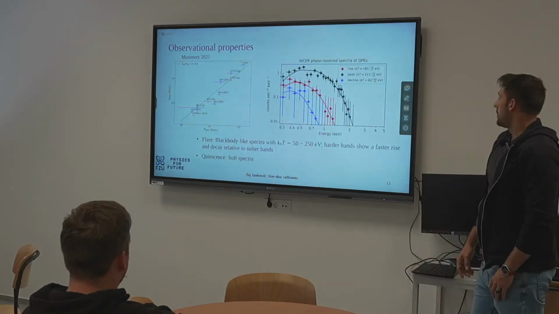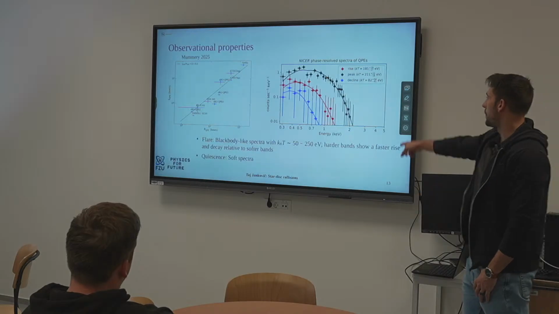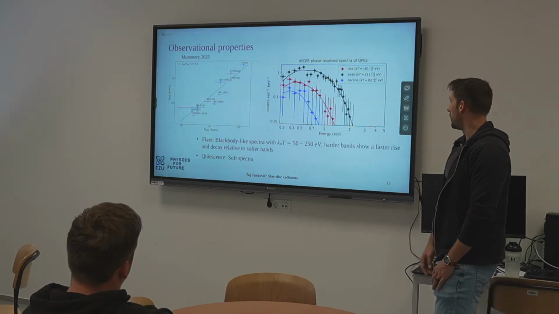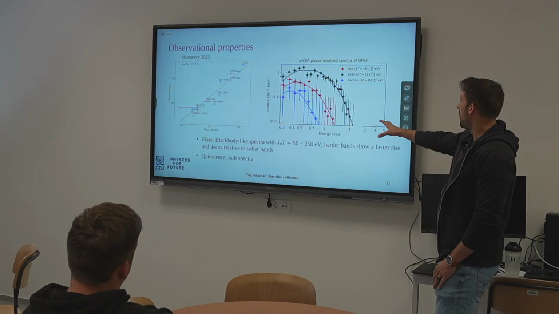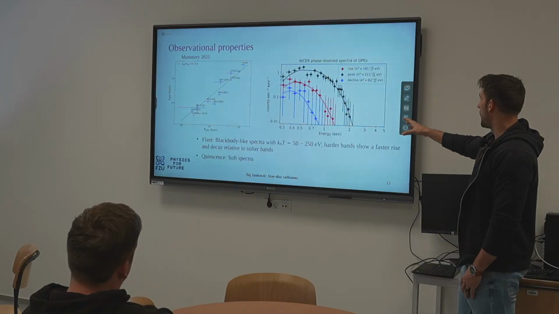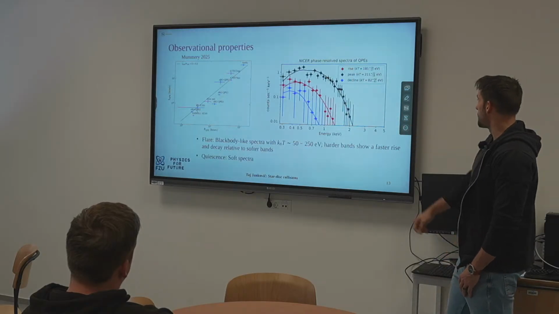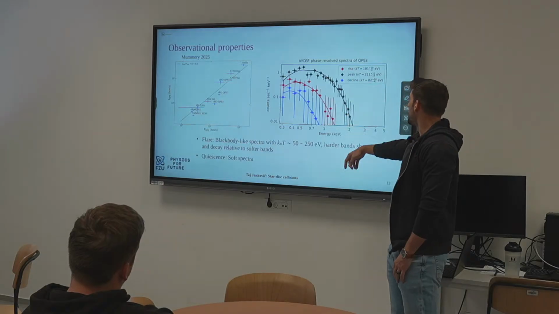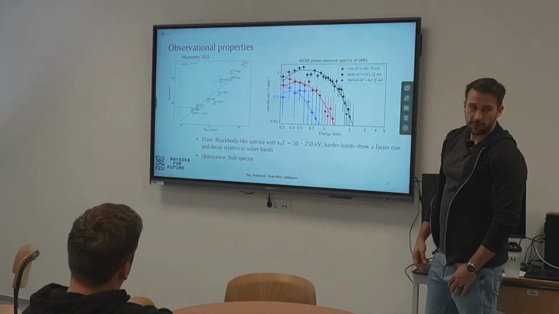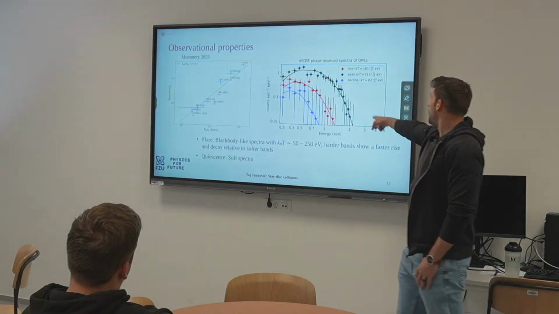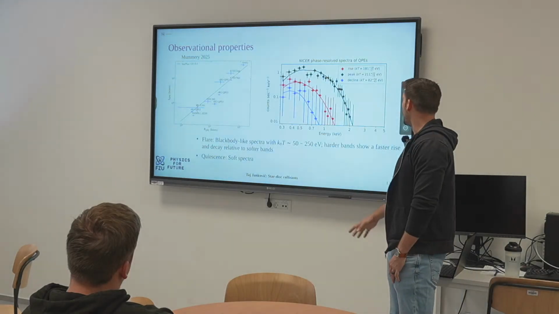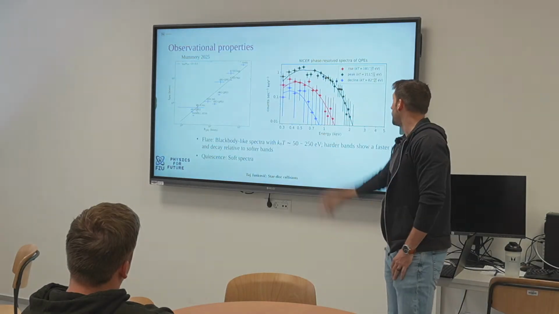Now, regarding their spectra, this is what we see here on this figure on the right. So different colors correspond to spectra taken at different times. So the red line would be before the peak of the flare. The black one would be close to the peak, and then the blue one after the peak.